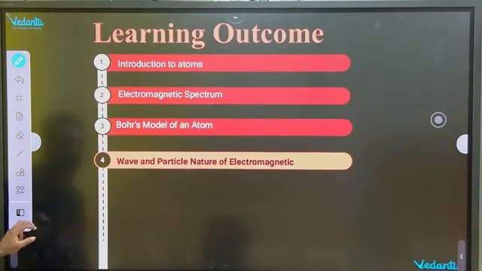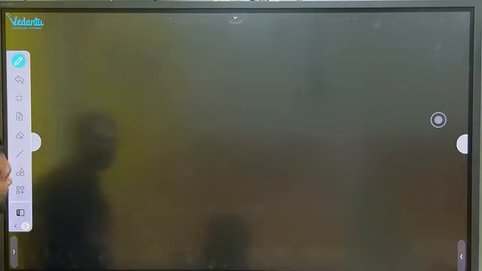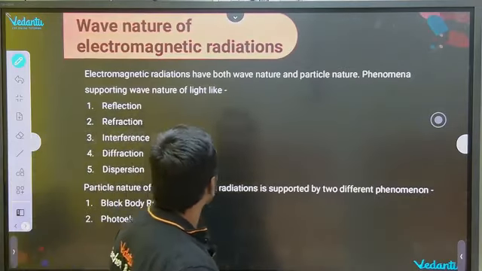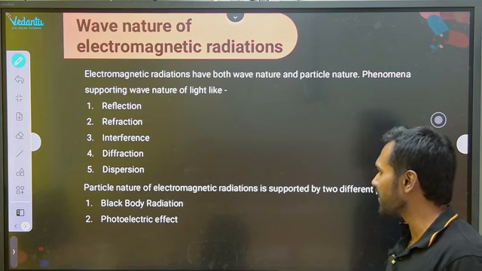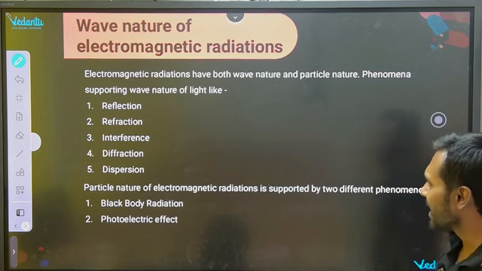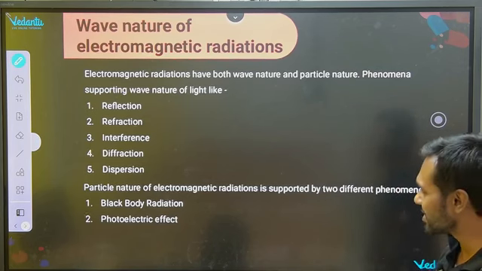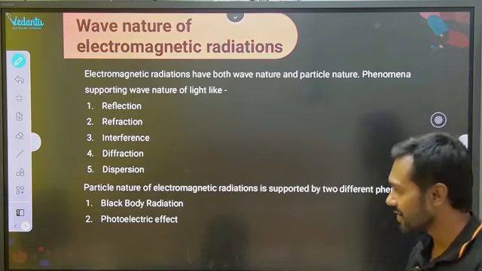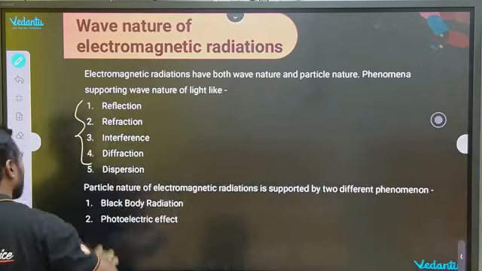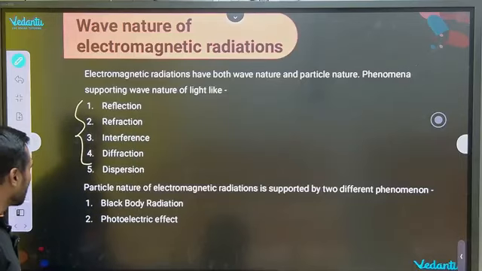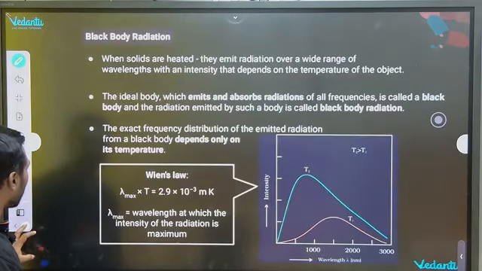Next, wave and particle nature of electromagnetic radiation. Wave nature: reflection, refraction, interference, diffraction, dispersion. Particle nature: black body radiation and photoelectric effect. These things I am not going to discuss now. Anyway, you know better than me, in physics you know all these things.